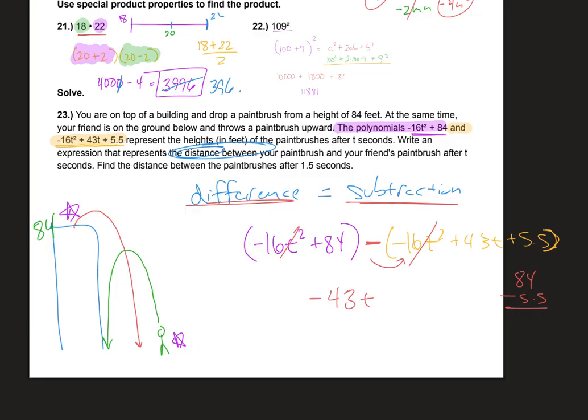78.5. 78, ooh, come on. 78.5. There we go. So plus 78.5. And if you're wondering why it is positive, 84 minus 5.5 is going to be much more positive, right? So this represents the distance between the brushes after t seconds.